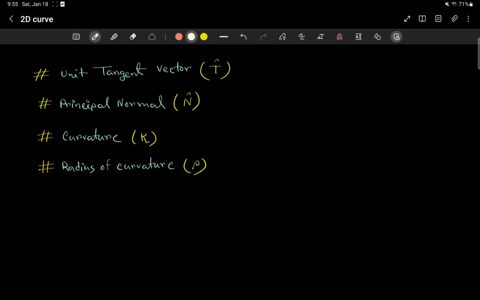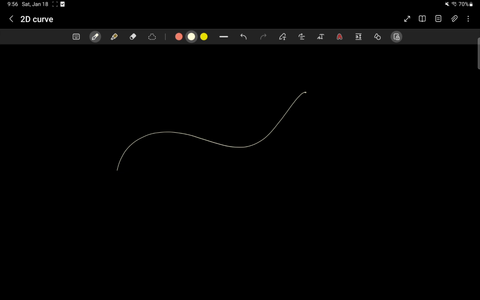Hello everyone. Today we will be looking at a 2D graph, as for example like this, and we will be analyzing what the unit tangent vector is, and also what the principal normal is, as well as the curvature and the radius of curvature. Okay, so let's start. So first of all, let us see what tangent vectors really are.